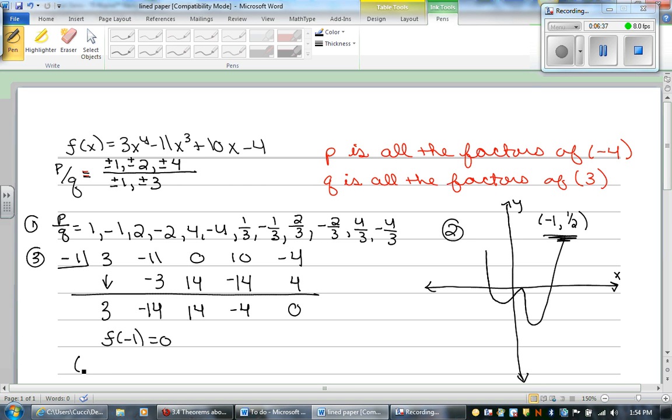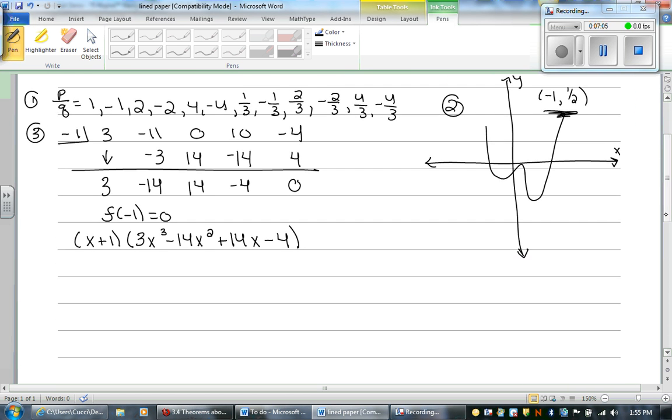Okay, so that allows me to rewrite this a little bit further factored. Remember, remainder, constant, x squared, x cubed in this case. So 3x cubed minus 14x squared plus 14x minus 4. Okay, so we've got it factored one step further, right? So we're breaking it up into those linear factors.